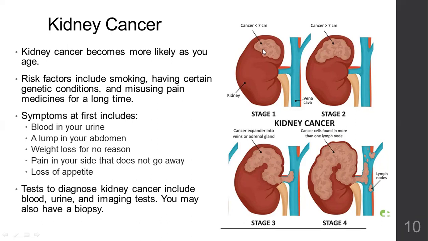Tests to diagnose kidney cancer include blood test, urine test, and imaging tests. Imaging means you can do your sonography, CT, MRI. And you can also do a biopsy. If there is a tumor, take a biopsy. A section of the tumor cells will be taken and studied in the lab to find out, is it benign or malignant?